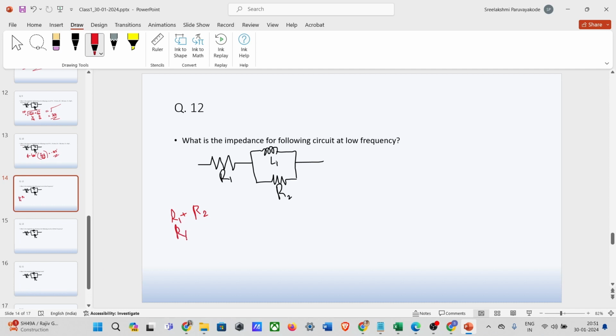Because it is directly proportional to frequency. The impedance of the inductor is directly proportional to the frequency, ma'am. Hence, at high frequency, the current won't flow through it. It will be acting as a short circuit, so that it is only R1.